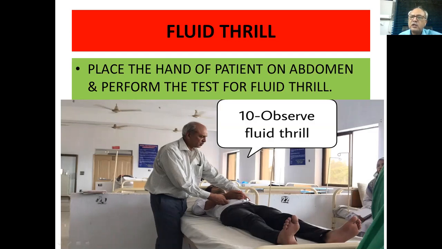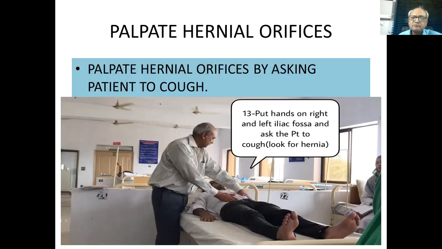So fluid thrill can be palpated by the palm of the left hand while you percuss with the finger of the right hand, while the right hand of your patient is being placed in the center of the abdomen, and the patient presses his abdomen with his hand. This is how we palpate the fluid thrill.